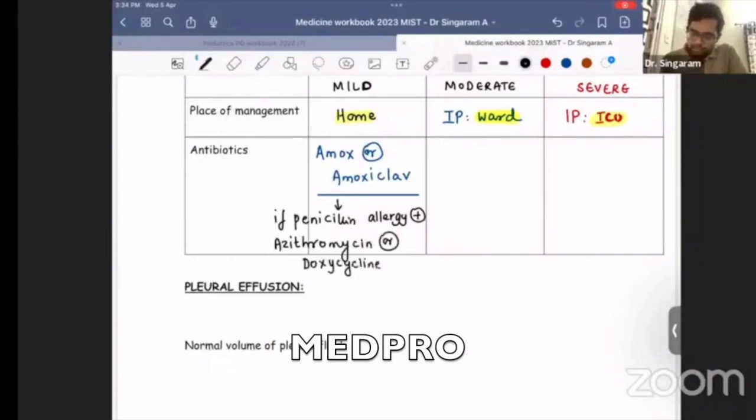Please see, this is what the guidelines are saying very clearly. Start with the penicillin group of drugs like amoxicillin or amoxicillin clavulanic acid. If the patient is allergic to penicillin, then you can go for azithromycin or doxycycline. This is what the latest guidelines say, and that is what we are following also. I hope you can follow this, right? So this is what can be done from the home setup itself.